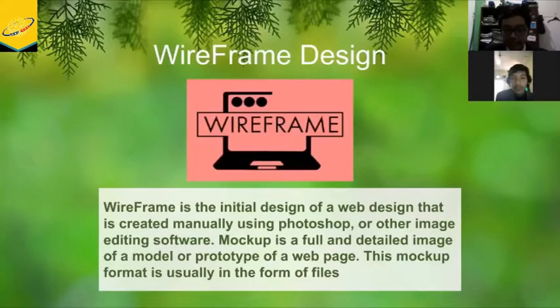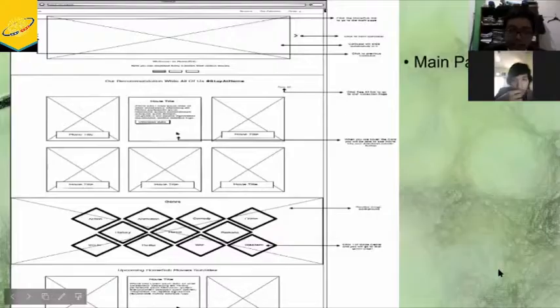Okay, this is the wireframe. A wireframe is the initial design of a web design that is created manually using Photoshop or other image editing software. A mockup is a full and detailed image of a model or prototype of a web. This mockup format is usually in the form of a file.